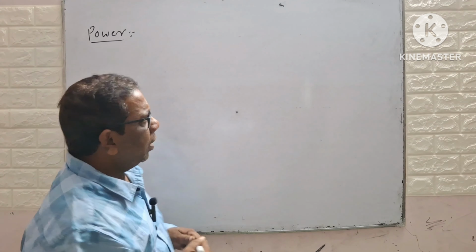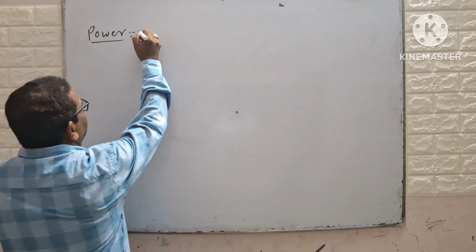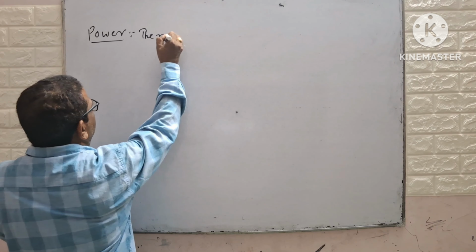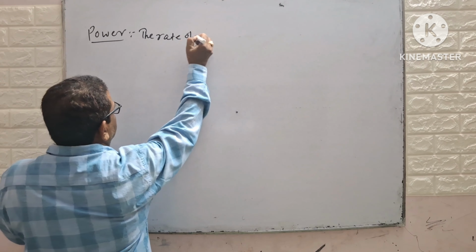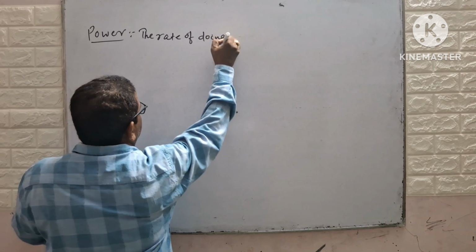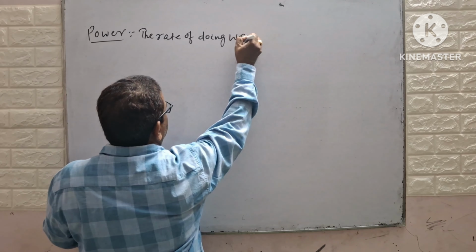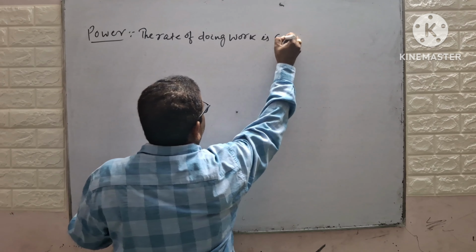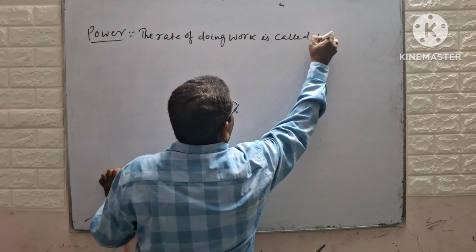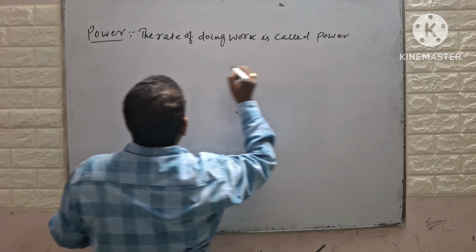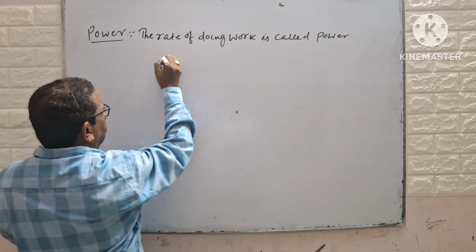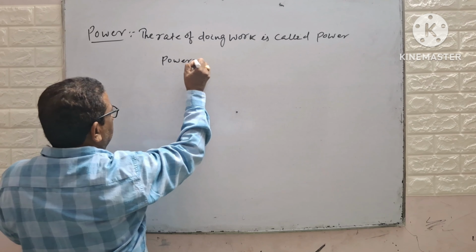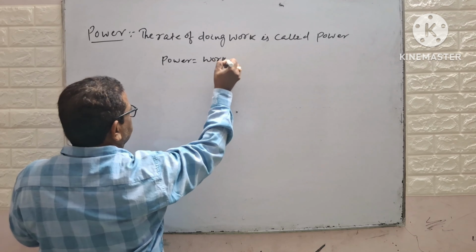That means the rate of doing work. The rate of doing work is called power. That means power equals work by time.